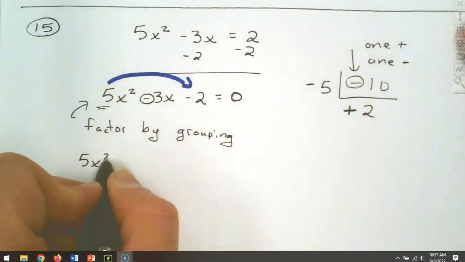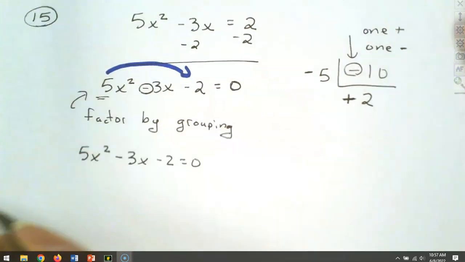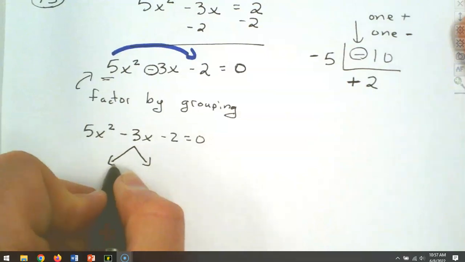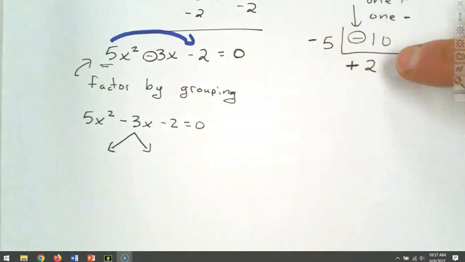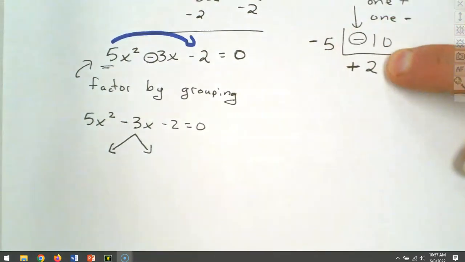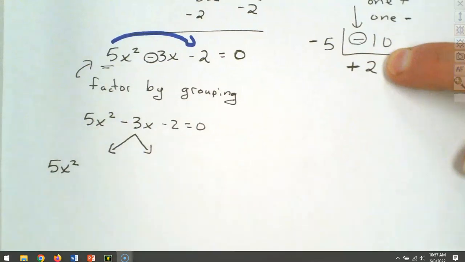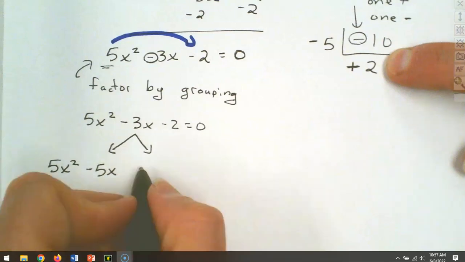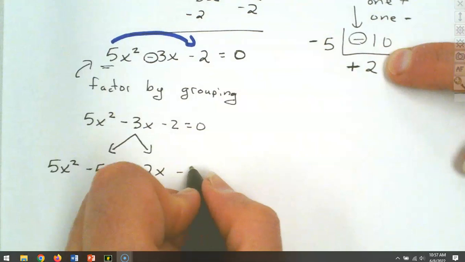And how do we factor it by grouping? Well, when we factor by grouping, what we do is we split the middle up. And what are our two numbers that we found for the middle? Minus 5 and positive 2. So remember how this works. The 5x squared comes down. We split the minus 3x up into a minus 5x and a positive 2x. Those are our two numbers here. And then we've got a minus 2.